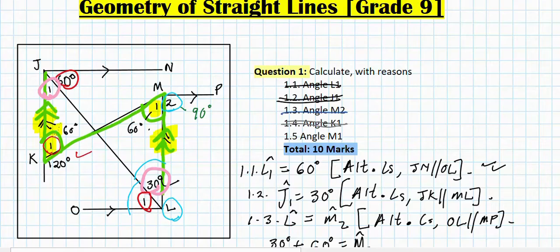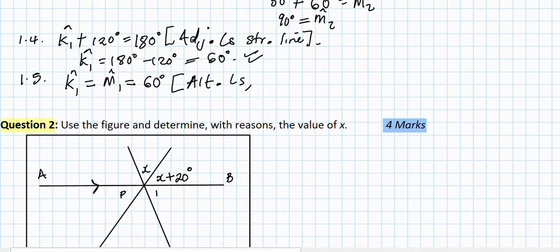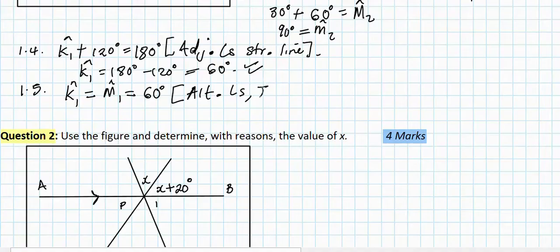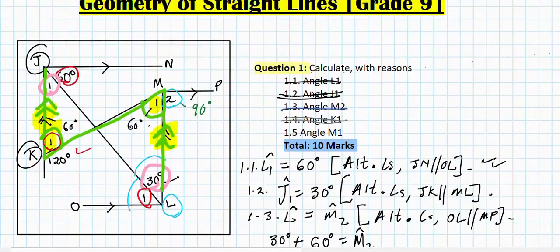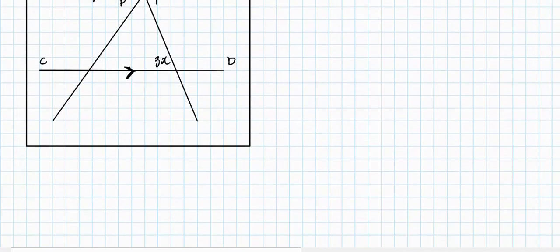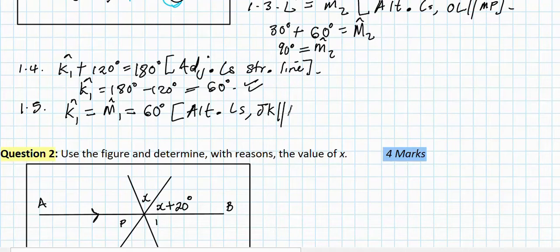I see that this angle right there is using the line JK, so I'm going to write that one down. I have JK is parallel to which line? I know that this angle, the M2, is on the line ML. So I'm going to write it's parallel to ML. So there is ML there. Easy as that. Now to the next question.